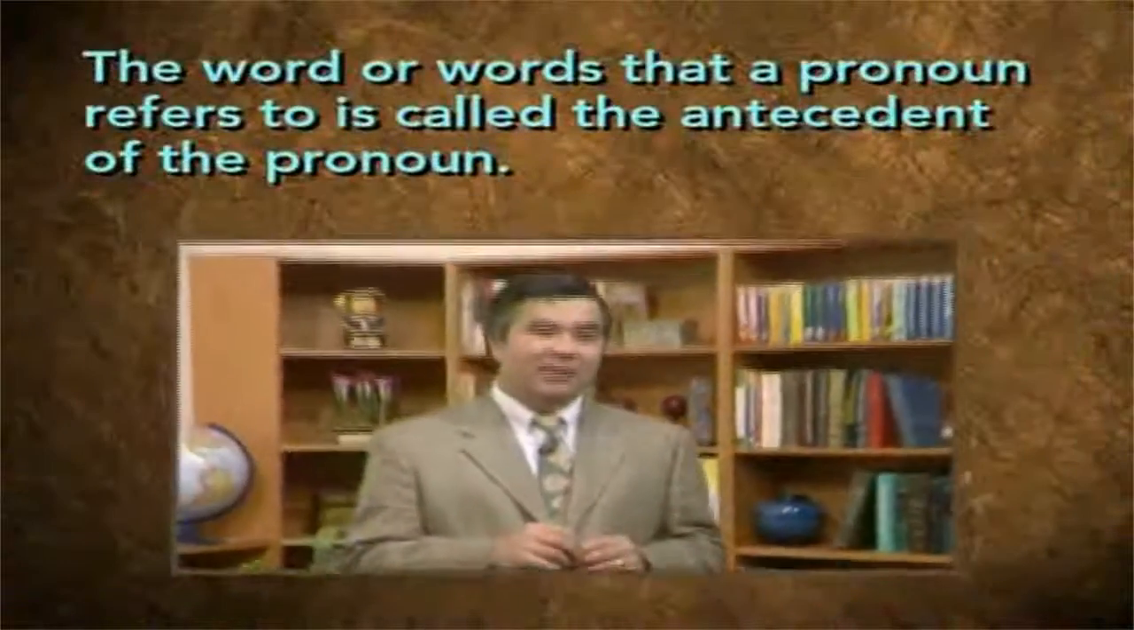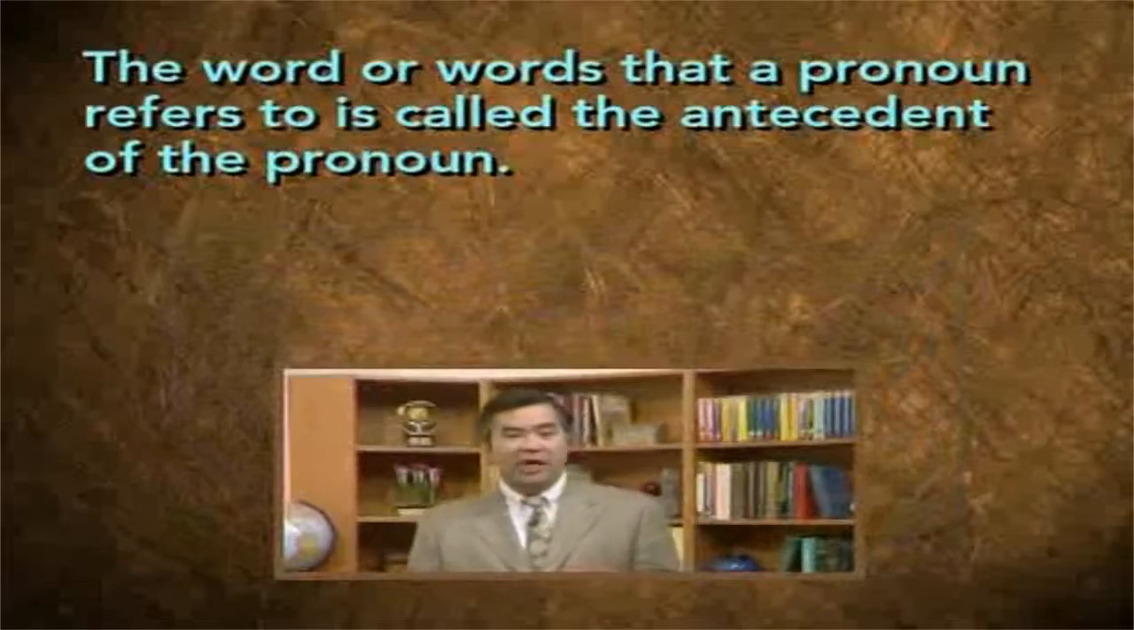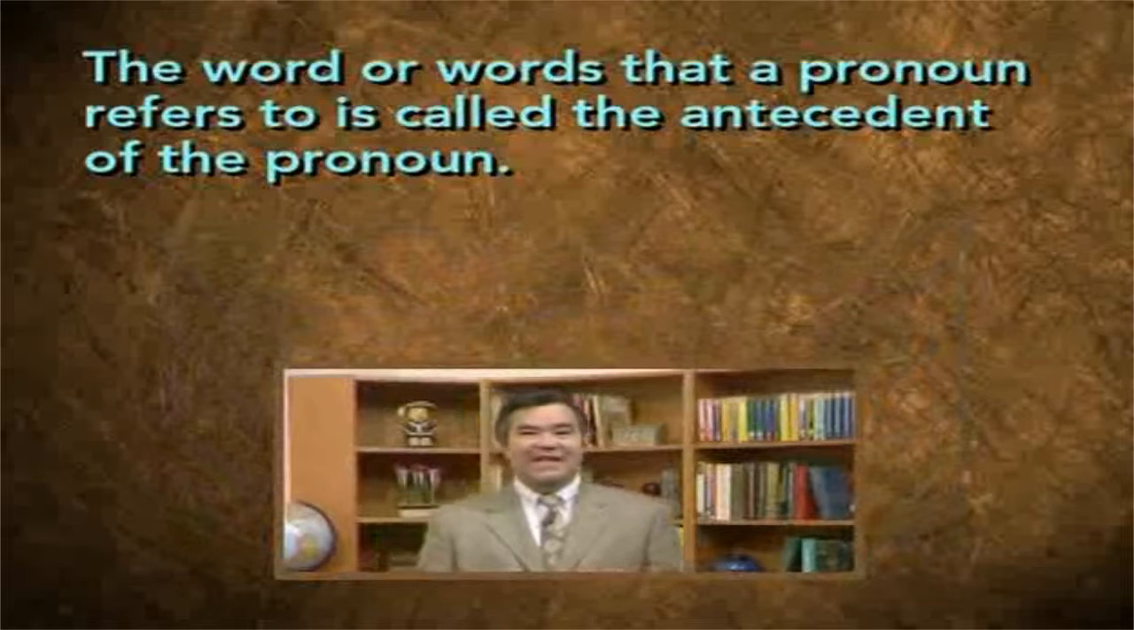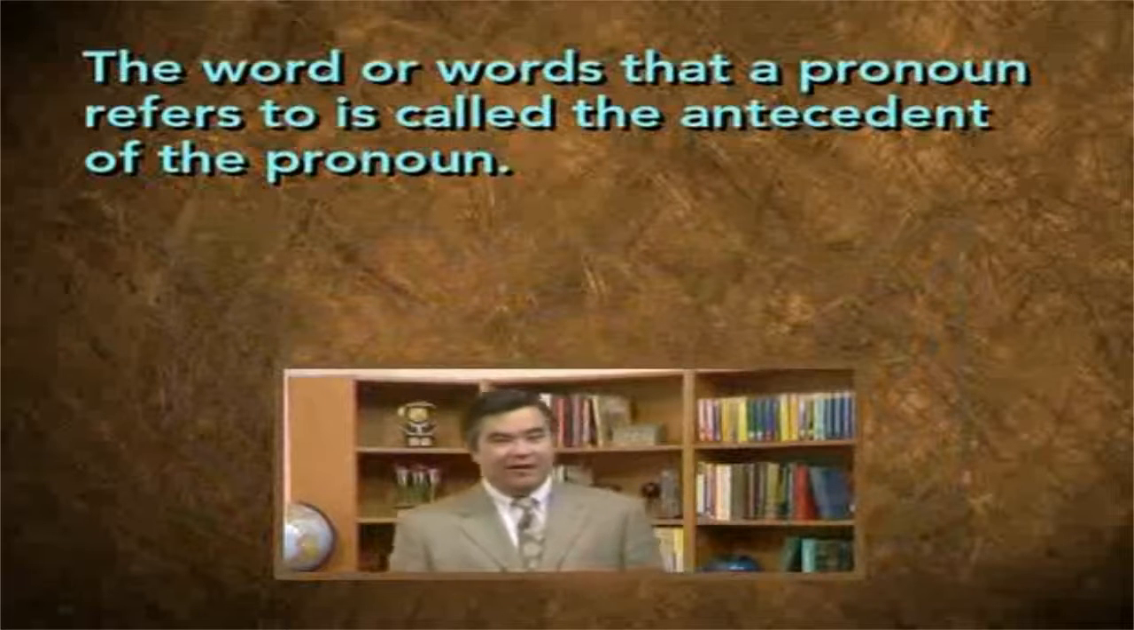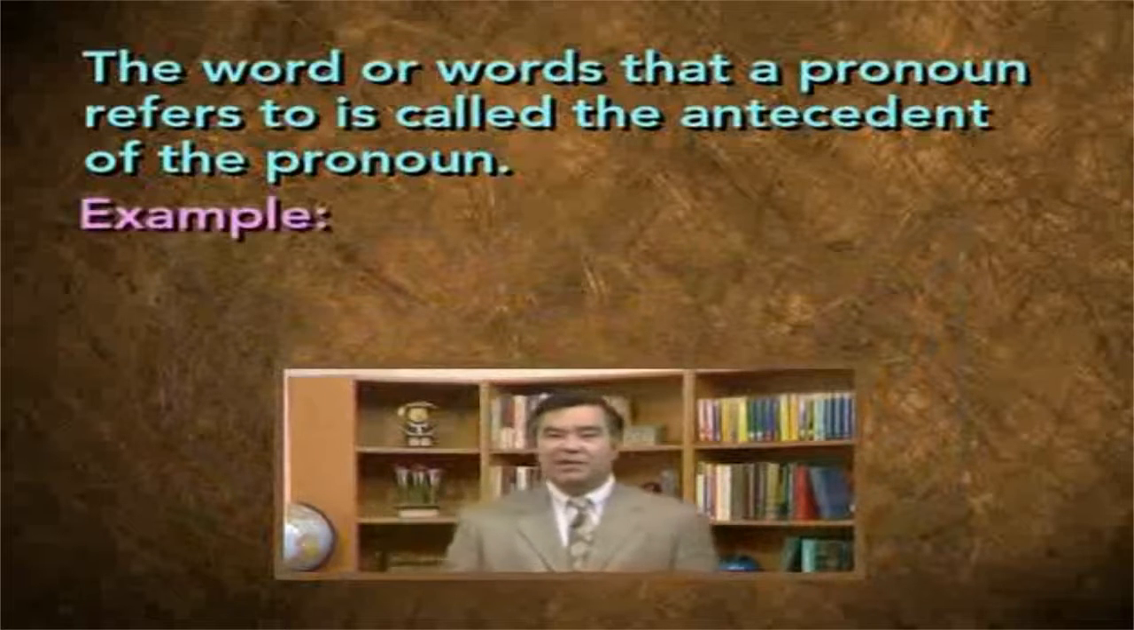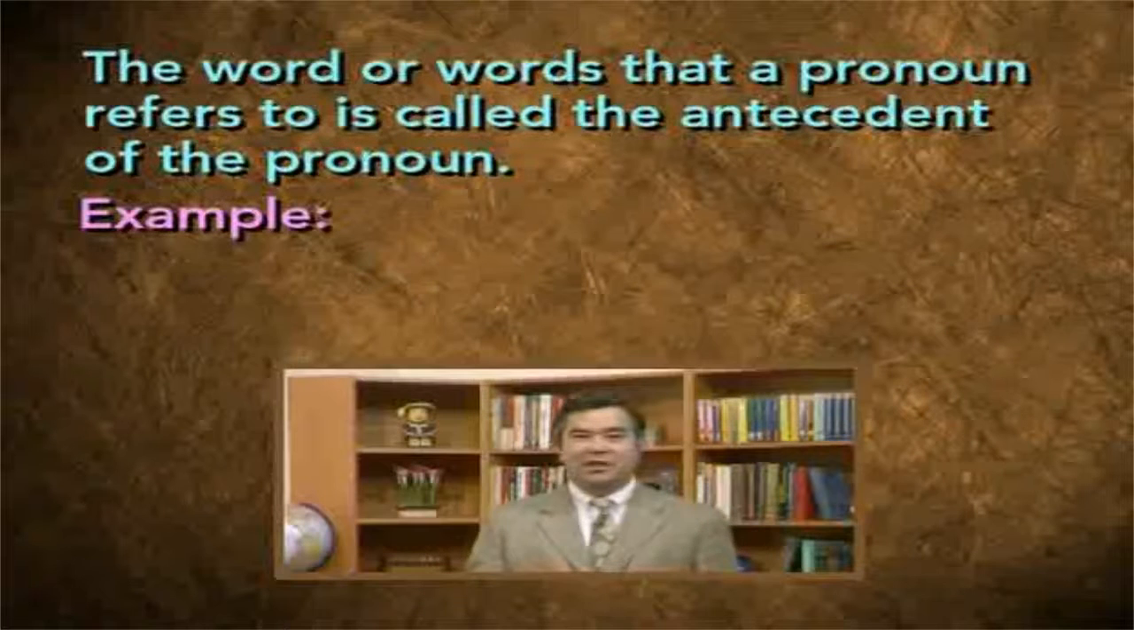As you can see, a pronoun always refers back to some noun, or in some cases, a group of nouns. And it's important that the connection between the pronoun and the noun or nouns to which the pronoun refers be very clear. The word or words that a pronoun refers to is called the antecedent of the pronoun. Here are a couple of examples of how an antecedent works.